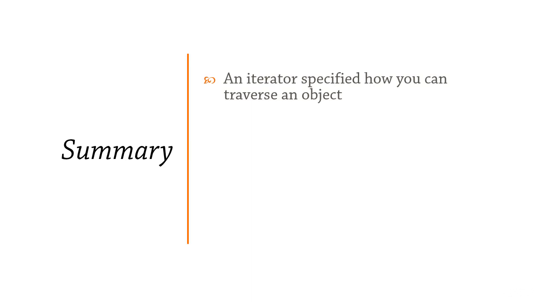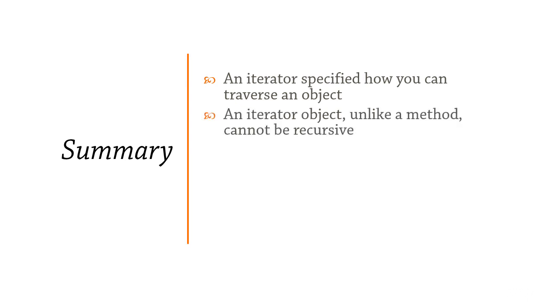So let's try to summarize what we've learned about iterators. An iterator is generally a component which specifies how exactly you can traverse an object. For example, in the case of a tree, you have different ways of traversing a tree. You can do in-order, pre-order, post-order, whatever.